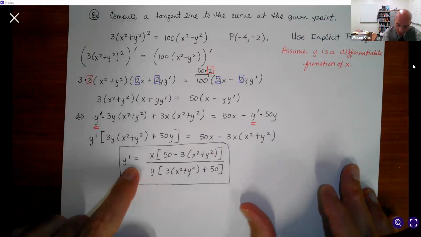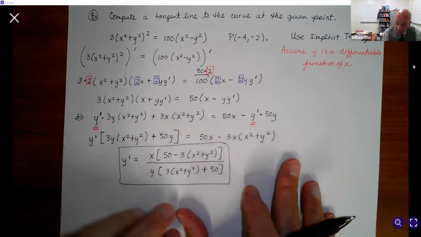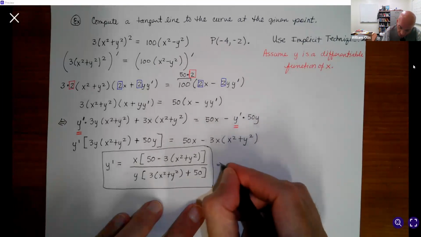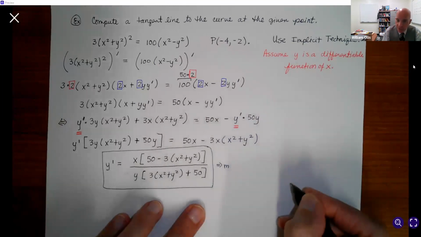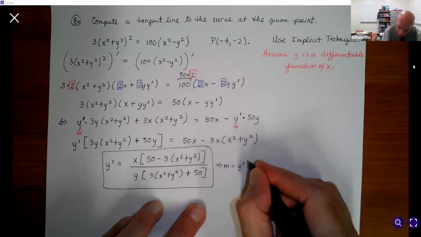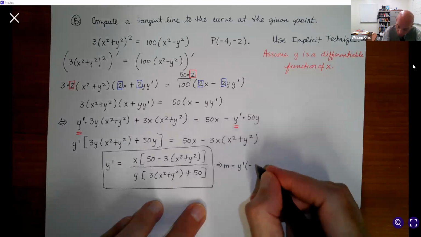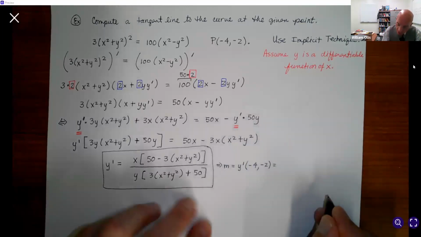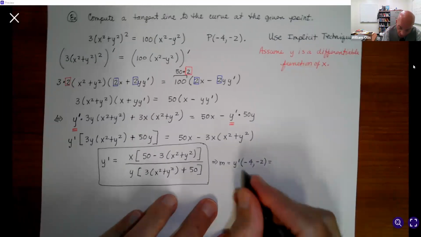So now we've done the hard part. So all we need to do is make the evaluation. So this implies we think of the slope as m, and this will just be y prime at (-4, -2). So we just want to substitute these values into here. So I'll write these here.